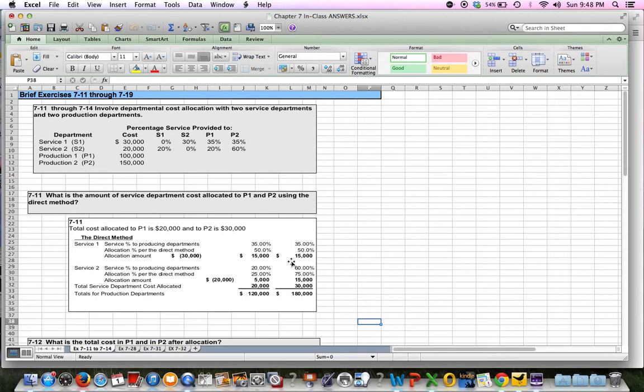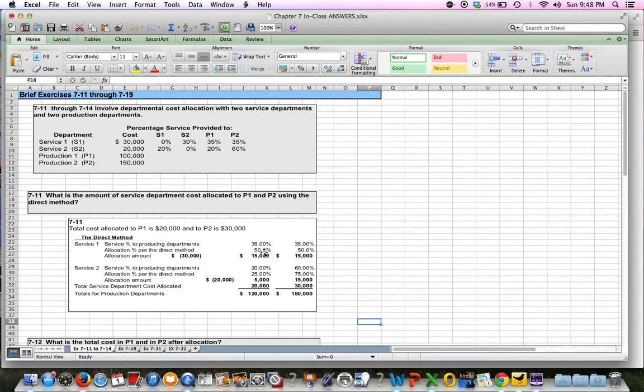For service 2, what you have is you've got $20,000 worth of service cost, and you can see that 20% goes to P1 and 60% goes to P2. The 20 and 60 up here, or the 20 and 60 down here, and then that 20 plus 60 is 80. So 20 over 80 is 25%, 60 over 80 is 75%. We're allocating $20,000, and so 25% of 20,000 is 5,000, 75% of 20,000 is 15,000.